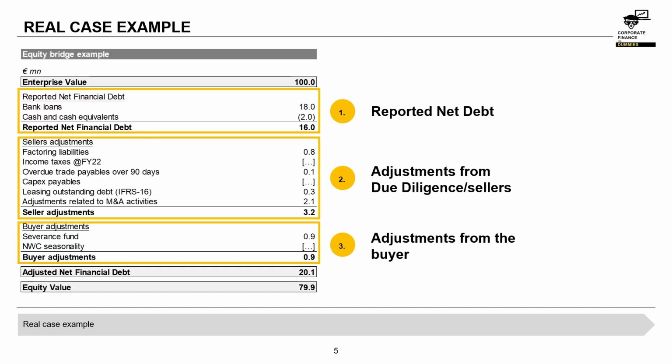So the elements included in the equity bridge could be divided in three buckets. First, the reported figures. Second, adjustments deriving from due diligence and the sellers or the management. Third, adjustments from the buyer. So let's see each one of them more in depth.